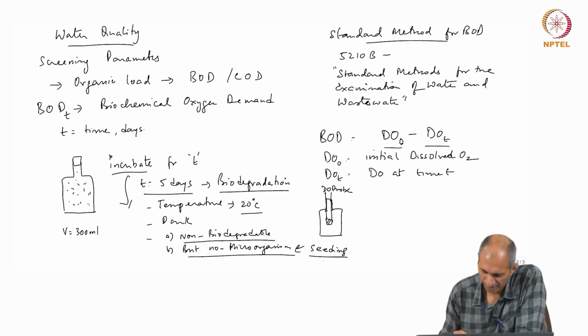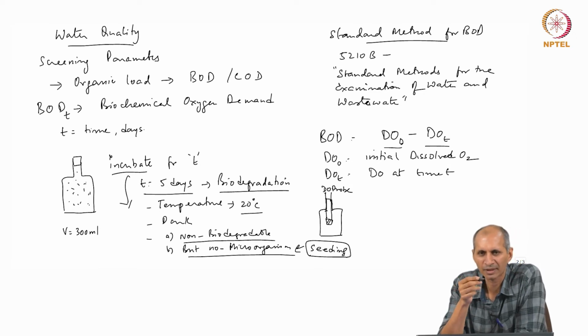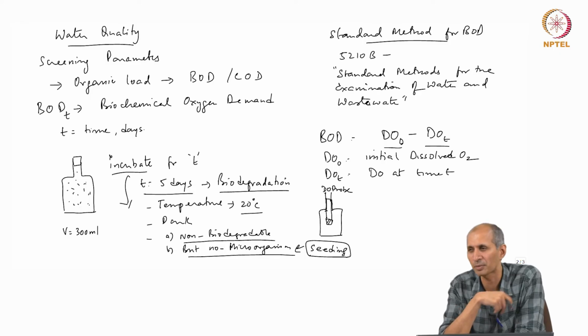Generally there is some recommendation of a seed, but people may not have access to that sometimes. They will just add whatever is available. So, what we call a general microbial population.